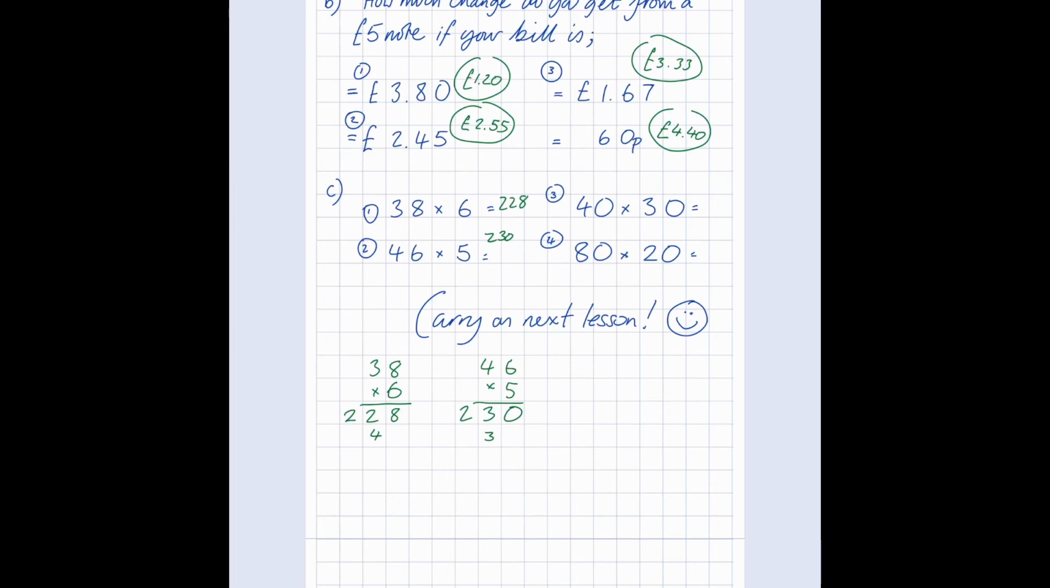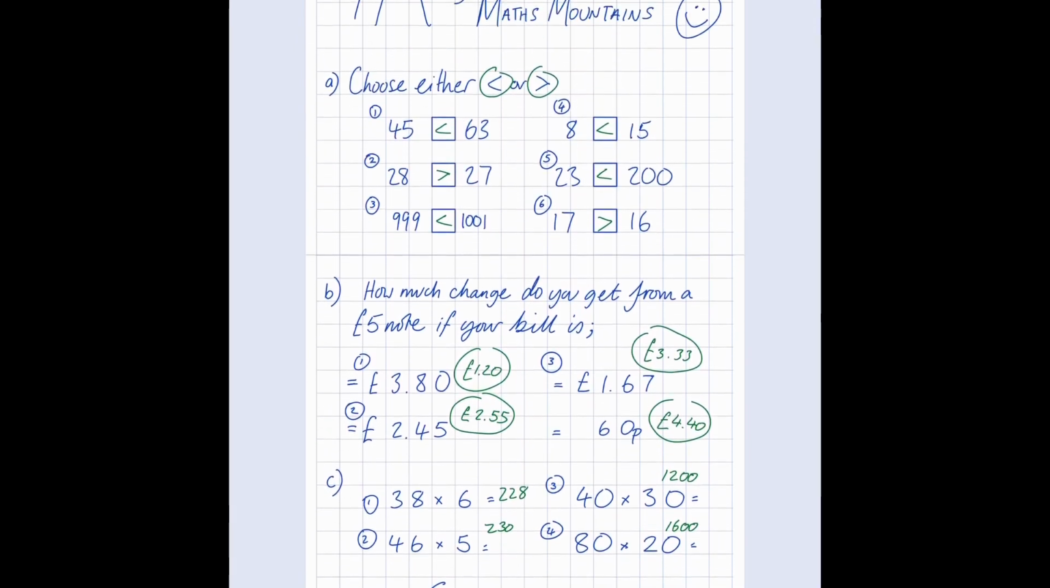And then for these ones, like I said, you might have started with 4 times 3 is 12. Make your 4 10 times bigger, you get 120. Make your 3 10 times bigger, you get 1,200. So well done if you got that one right. And for the next one, if we go straight to 80 times 2, it's just double 80, isn't it? It's 160. And then I need to make my 2 10 times bigger. So my answer becomes 10 times bigger. So I get 1,600. So there are all your answers.